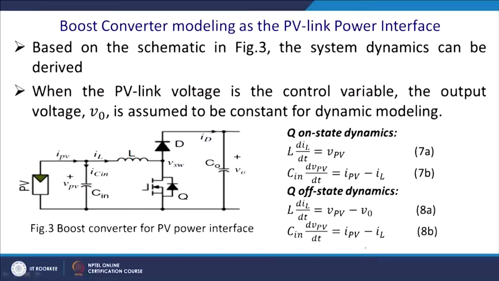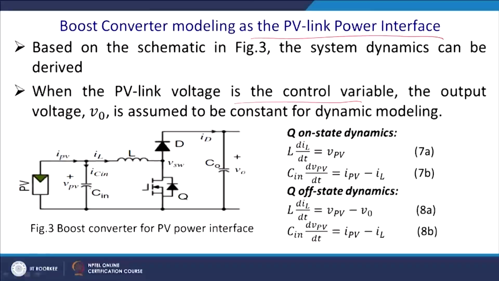Now, let us take the PV side converter to be the boost topology. The boost converter modeling of the DC link power interface is based on the schematic of figure 3, and the system dynamics can be derived as follows. When the PV link voltage is the control variable, the output voltage V0 is assumed to be constant for dynamic modeling.